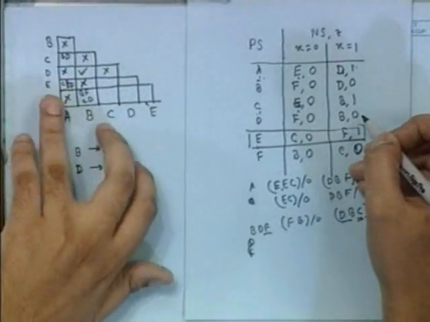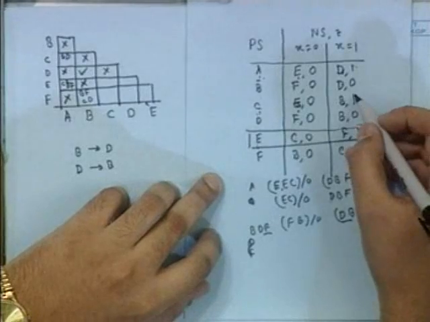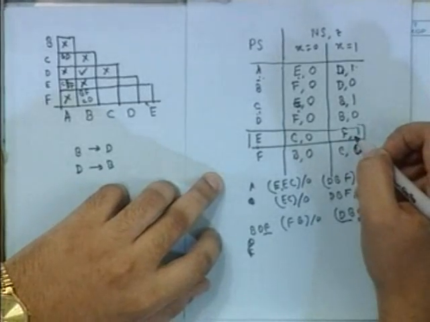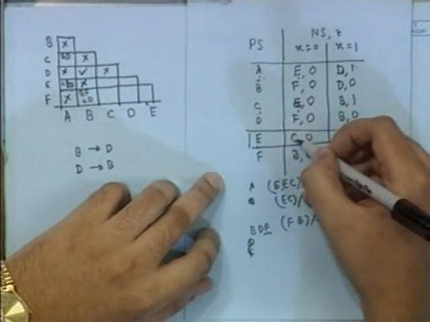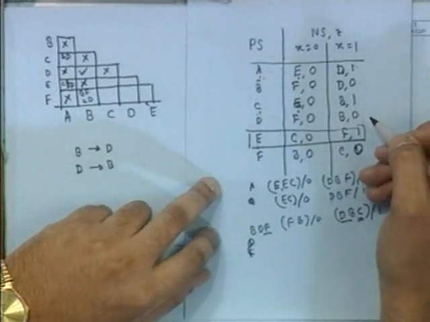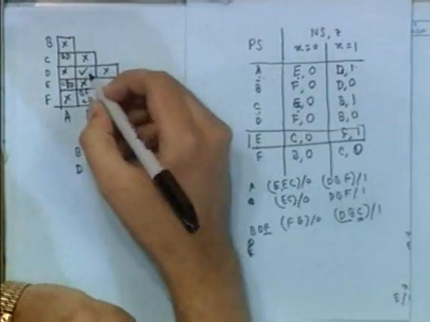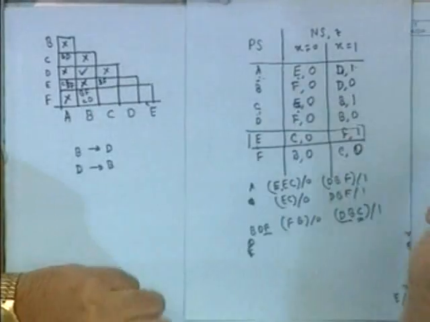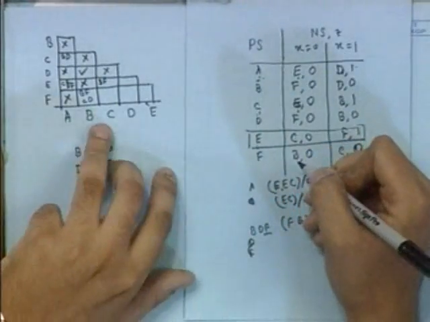Now try to see whether C and E are equivalent or not. C and E will be equivalent if E and C are equivalent and B and F are equivalent. E and C you can readily say, but B and F you can't say. Now you go for C and F. Are they equivalent? They are not equivalent.